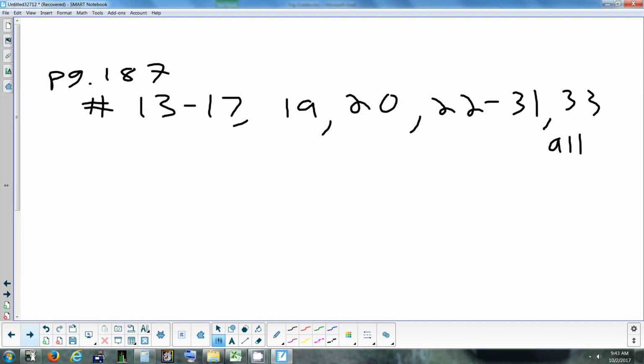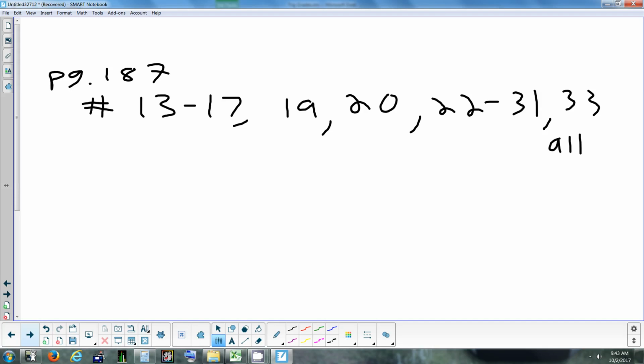All right, so homework tonight, it's on page 187. It's 13 to 17, 19, 20, 22 to 31, and 33. Okay, and that's all. I think from number around 22 on, you need a calculator for all those. The earlier ones are just practice. You can use the chart.